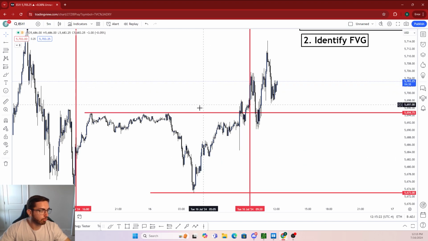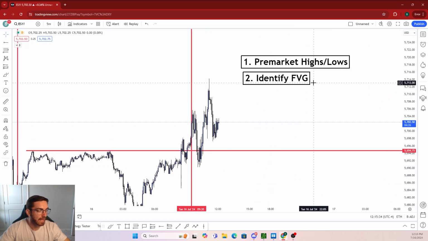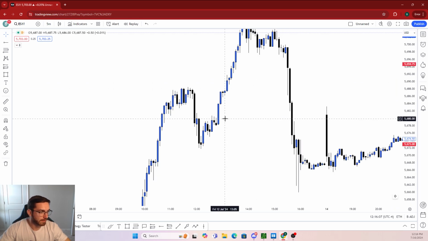Now, once we end up breaking that pre-market high or pre-market low, the second thing that we want to look for is a fair value gap. Now, I've gotten asked quite often, what is a fair value gap? So there are two different kinds of fair value gaps. First, we have a bullish fair value gap.